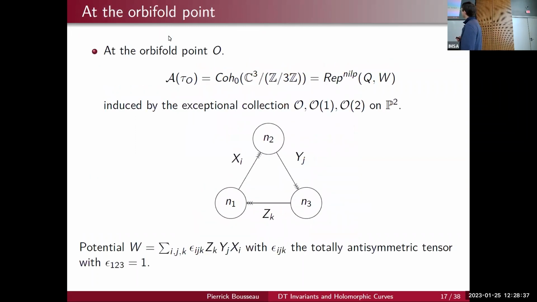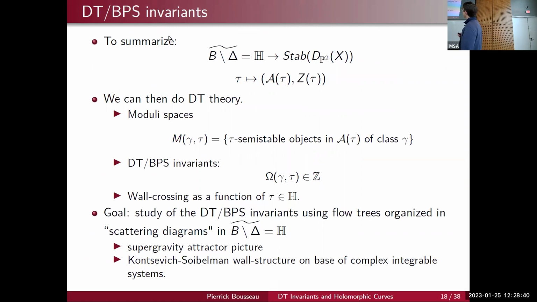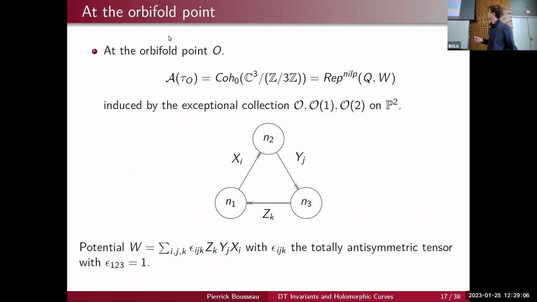And so in particular, for any point tau in the upper half plane, you can really do DT theory. You can introduce the moduli space of tau-stable or semi-stable objects, and then define DT or PT invariants counting these tau-stable objects. And so here the wall crossing appears as a function of this point tau in the upper half plane. Here I have some slides just saying what happens at a very specific point.